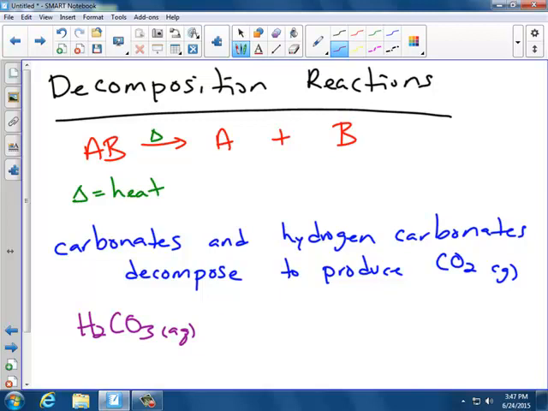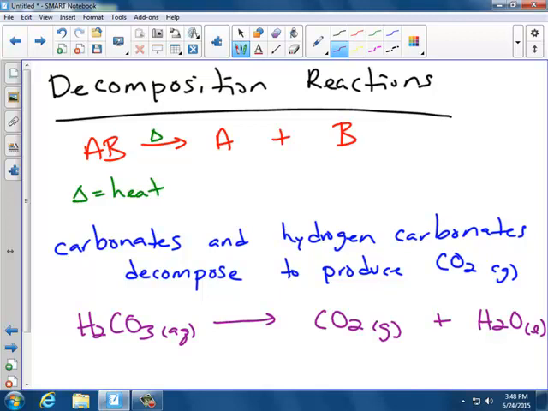But what can happen is carbonic acid can actually decompose into CO2 gas plus H2O liquid. And this happens naturally. You actually don't even need heat to do this. This happens naturally, so we see this often. So it's something you want to make sure to think about. Okay, again, we've got to check to see if it's balanced.